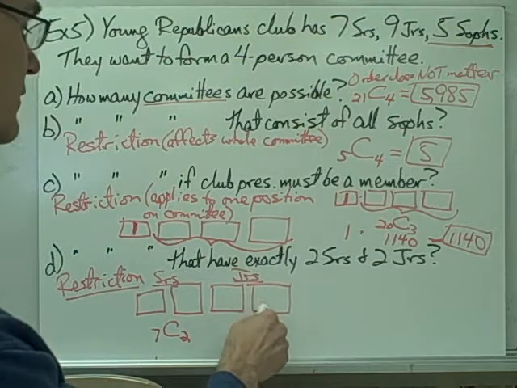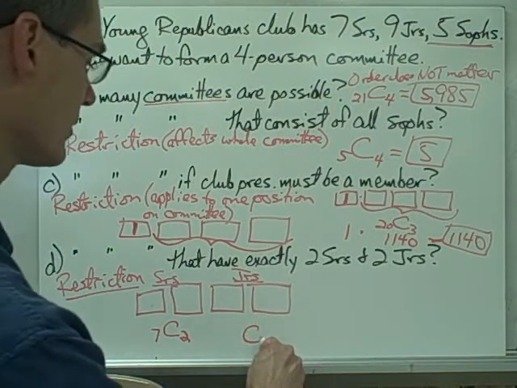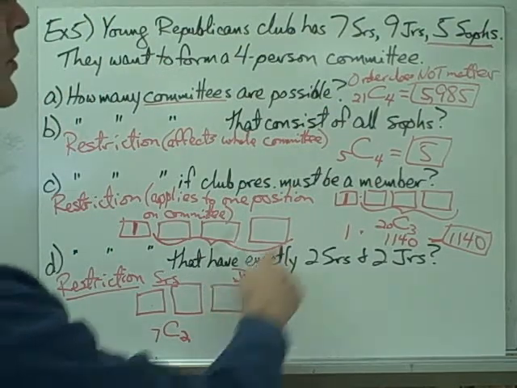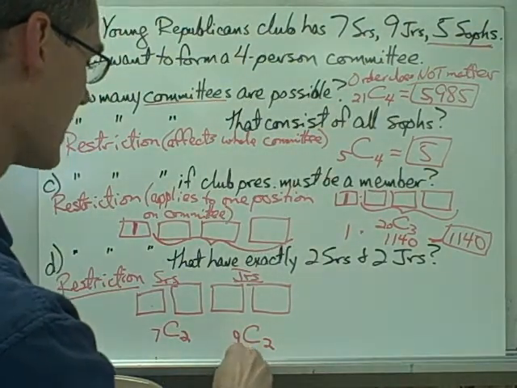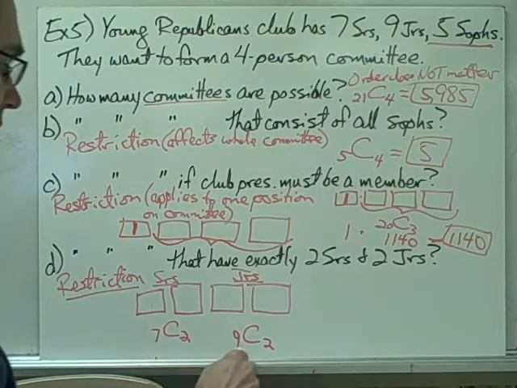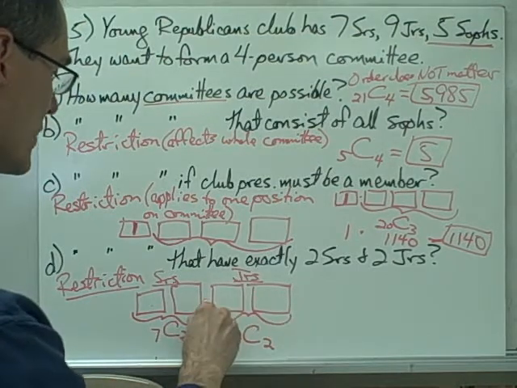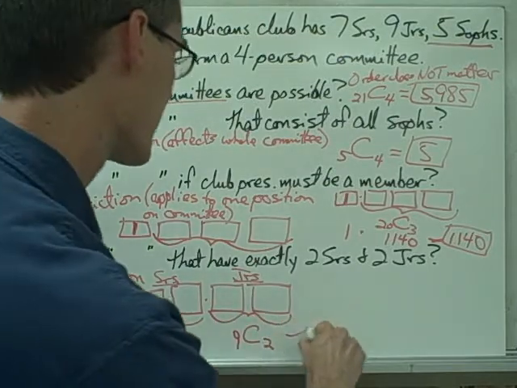The number of ways that I can fill these 2 slots, again, is a combination because the order doesn't matter. I'm selecting 2 people to fill the slots. They have to be juniors, which means I have to select from the number of juniors I have, which is 9. So I can calculate this number, and I can calculate this number, and again, using the fundamental principle of counting, I multiply those 2 numbers together, and I get my answer.